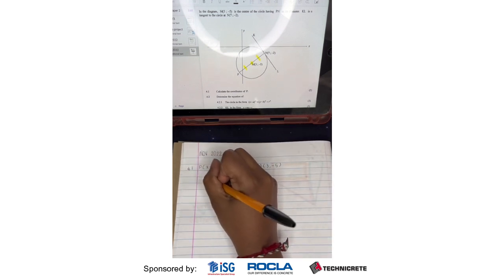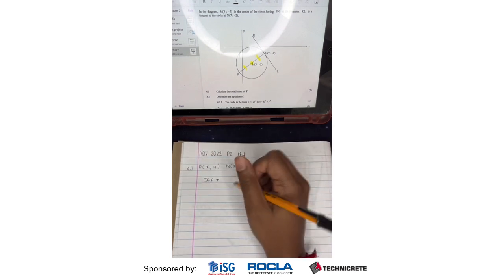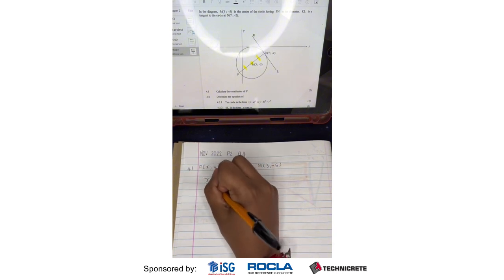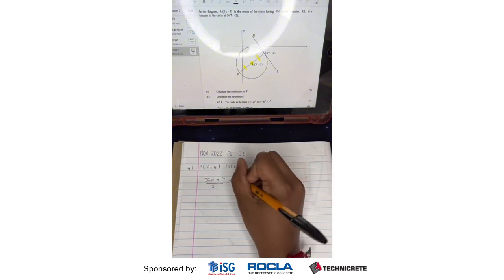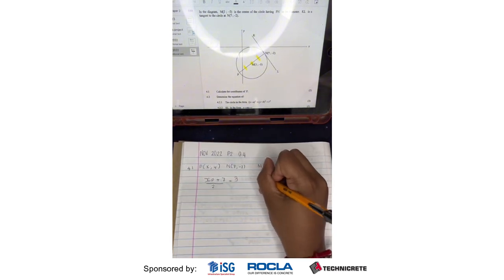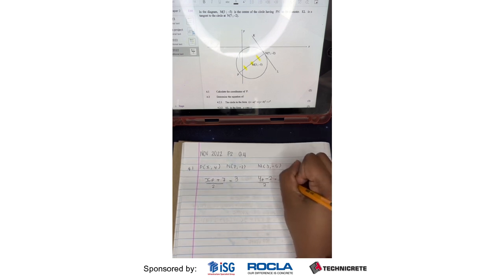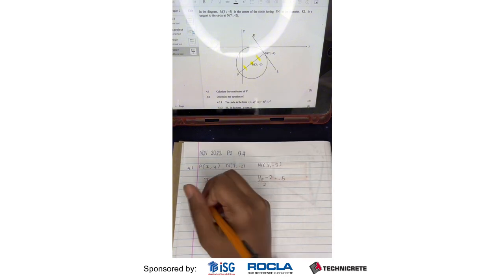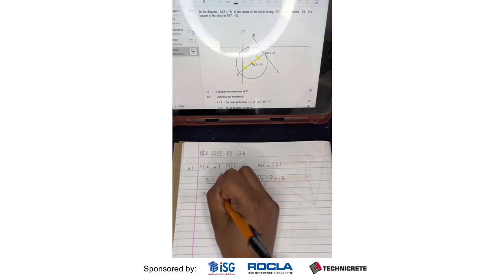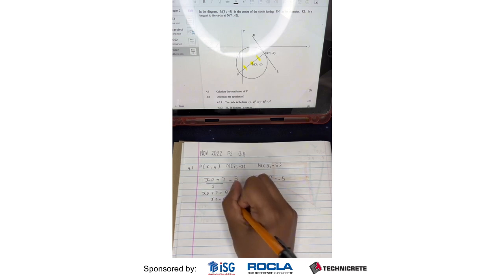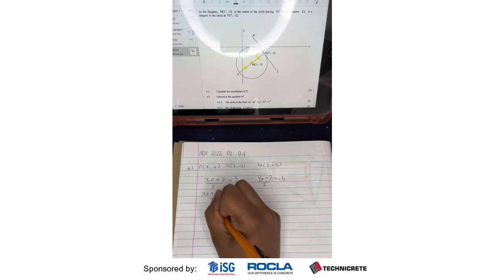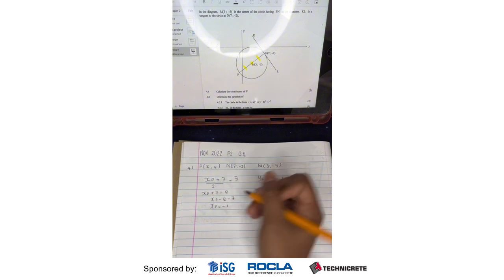So x of P plus 7 over 2 is equal to the midpoint, which is 3. y of P minus 2 over 2 is equal to negative 5. Let's work with x first. We're going to cross multiply. x plus 7 is equal to 6. So xP is equal to 6 minus 7. xP is equal to negative 1.